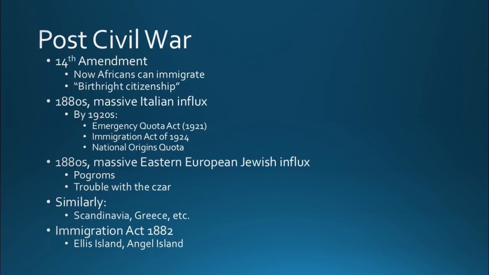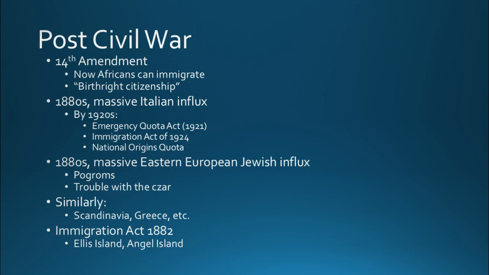There's a long history of anti-Semitism in Eastern Europe, and the Tsar was kind of backing a lot of this. So a lot of Jews from the countries that today we call Russia, Ukraine, Poland, Lithuania, Hungary, places like that begin to come over.